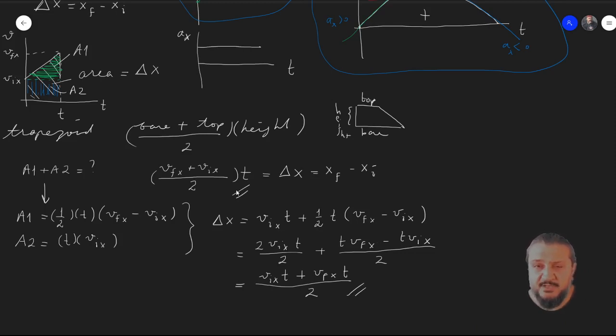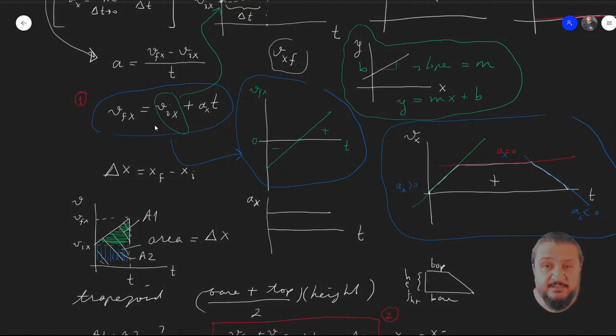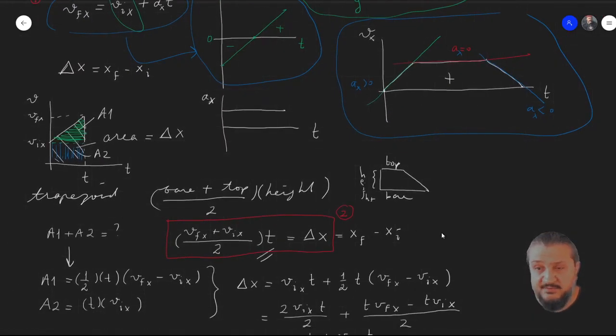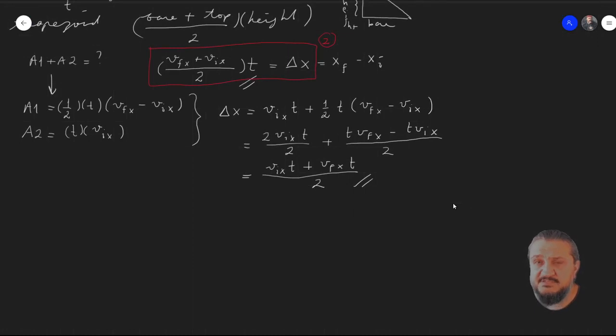Now at this point, I'm gonna put a box around this. It looks like a nice formula. Okay, let's call this number 2. Remember, number 1 was over here, V final x minus V initial x plus AXT. Great, we found another formula.